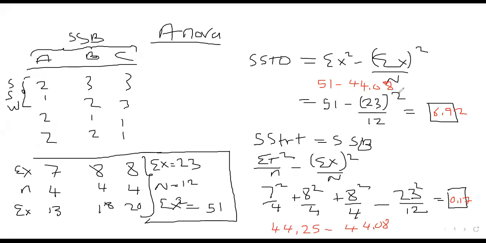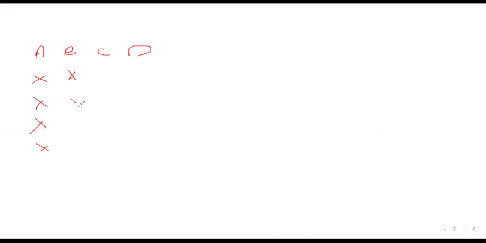51 minus 23 squared over 12, that's how I found that. 7 squared over 4 plus 8 squared over 4 plus 8 squared over 4 minus 23 squared over 12, we get 0.17. So this is the sum of squares in between. Unless you found something else. Did anyone find something else? My key interest is understanding firstly how to balance up.